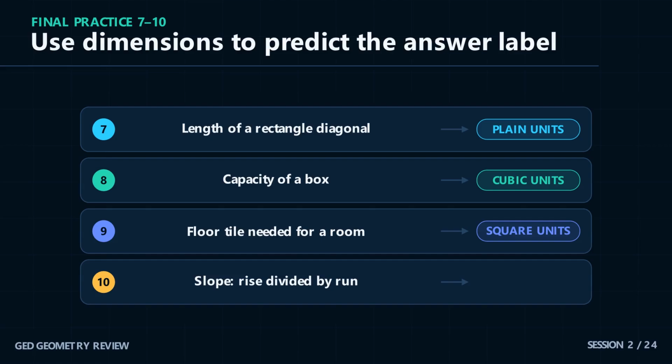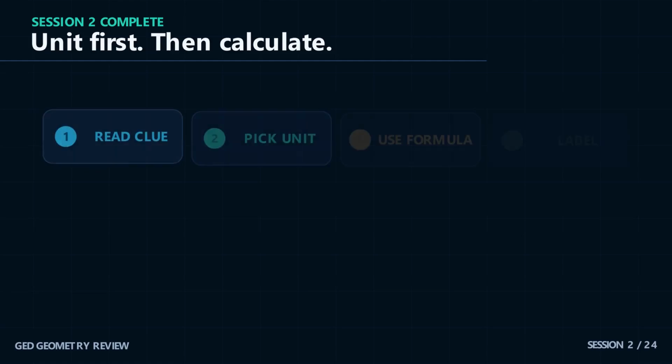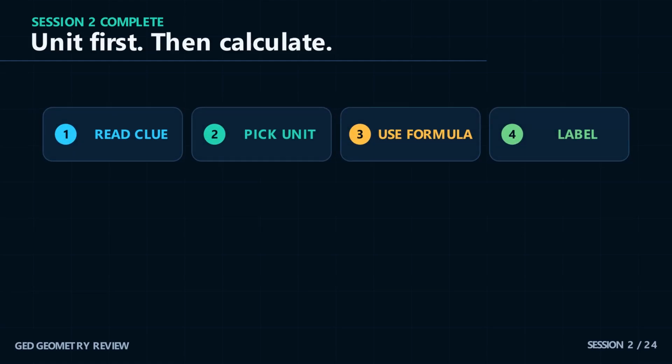Use the same decision every time. What is being measured? How many dimensions does it use? Then choose plane, square, cubic, degrees, or the unitless slope exception. Session 2 is complete. Use this 4-step system. Read the clue. Choose the unit type. Select the matching formula. Then label the answer.